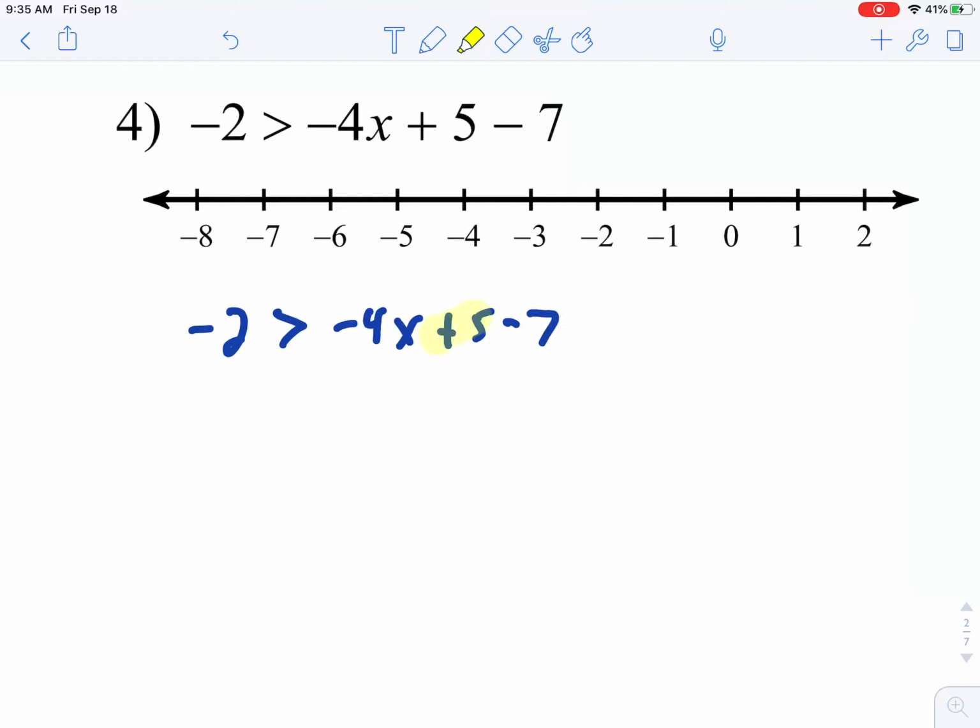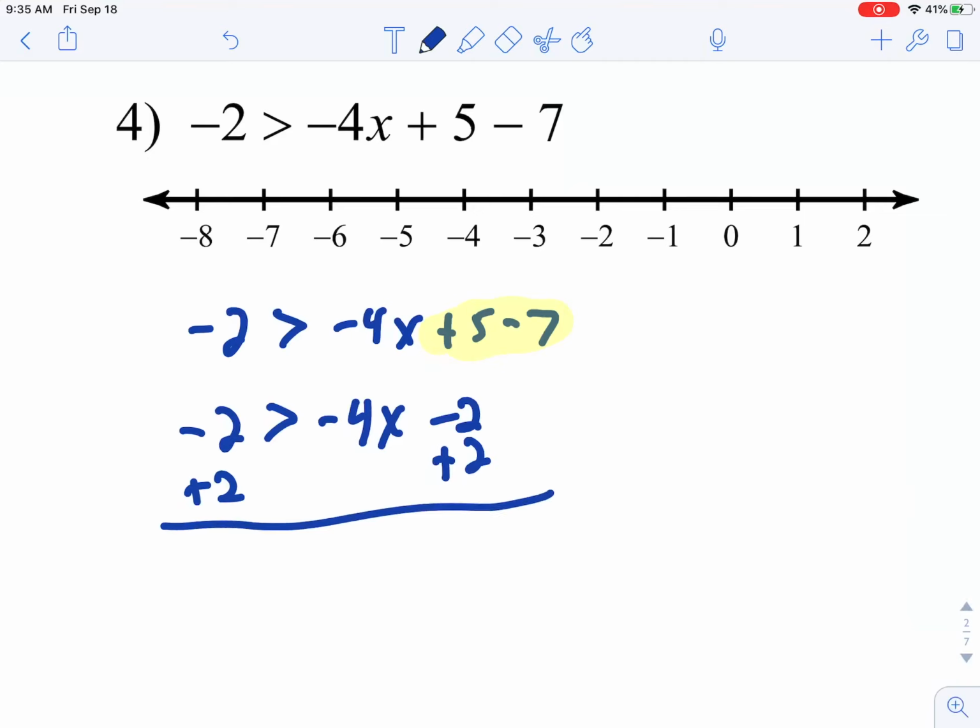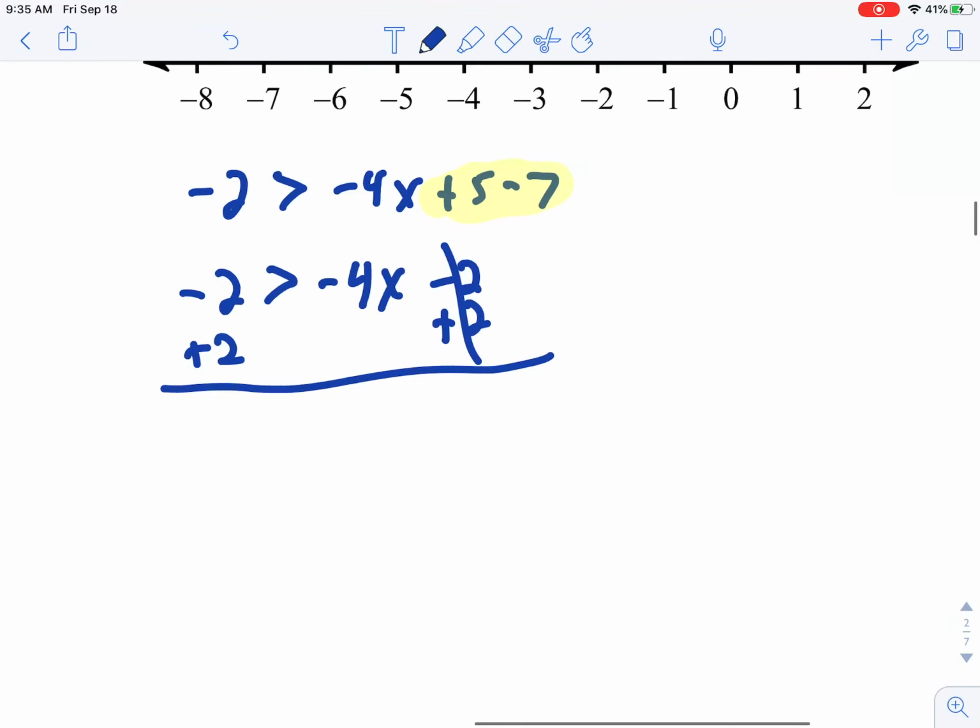All right, the plus 5 minus 7 are like terms. They're on the same side of the inequality symbol. 5 minus 7 is negative 2. To isolate x, I'm going to want to add 2 to both sides to cancel this out. Negative 2 plus 2 is 0. 0 is greater than negative 4x.